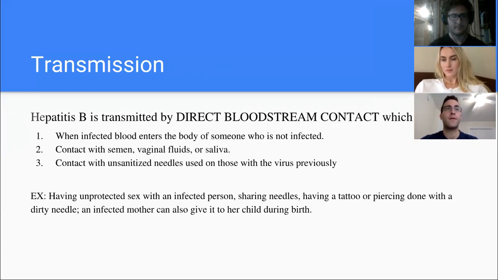An infected mother can also give it to her child during birth. It can also be spread by other means that are less common or are more isolated, such as blood transfusions or an injection site. Hospitals are notoriously up to date on having all staff vaccinated with the complete assortment of hepatitis vaccinations for that reason.